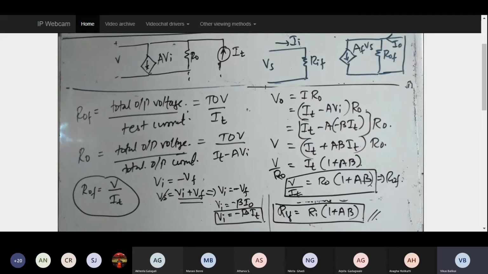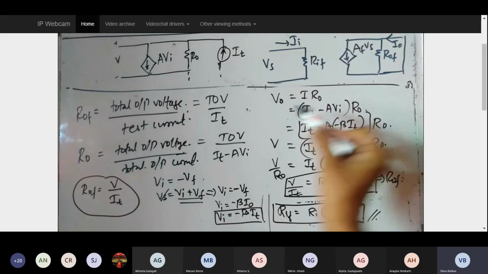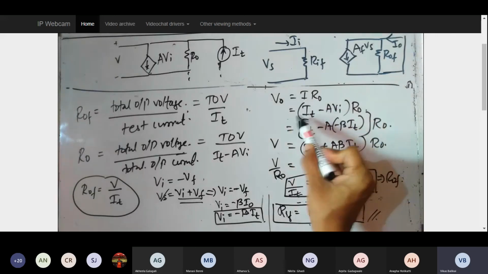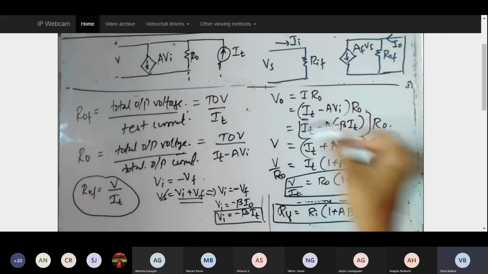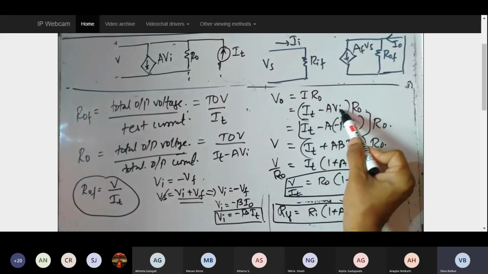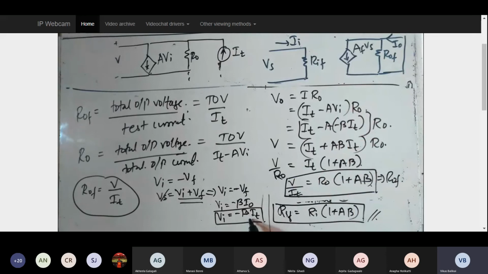So let me quickly give a glance. V naught is equal to I times R naught. I am expressing in terms of the current and the dependent voltage. I just obtained Vi is equal to minus beta times IT, because VS equal to Vi plus VF is my standard equation.